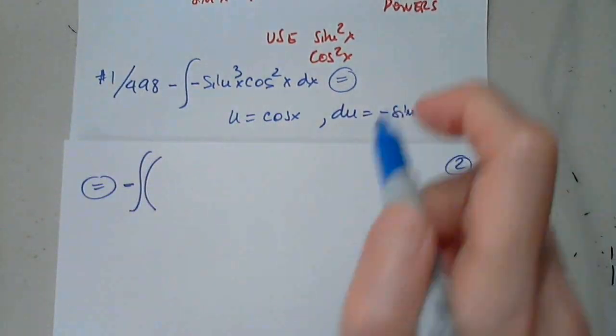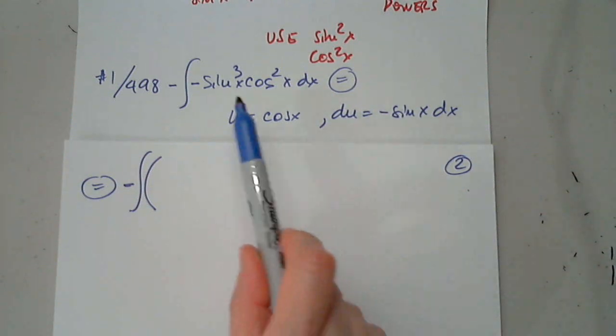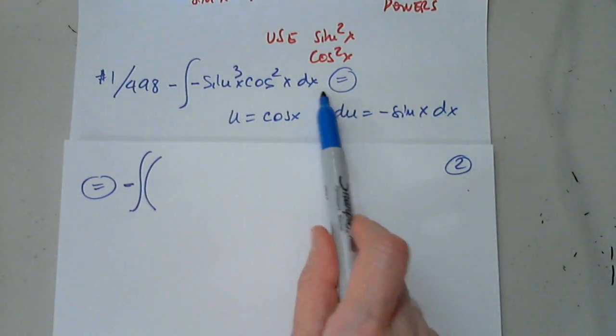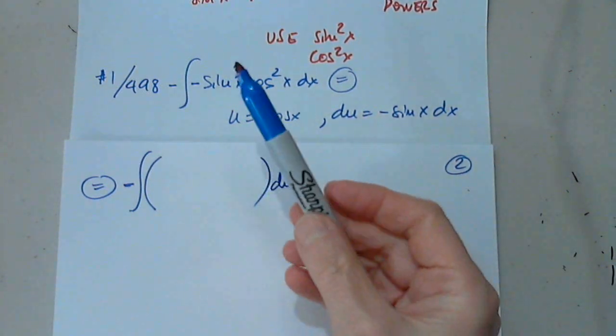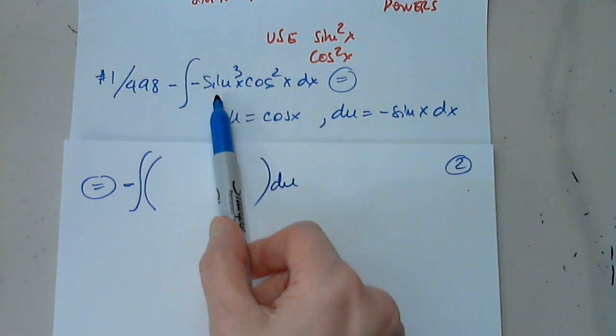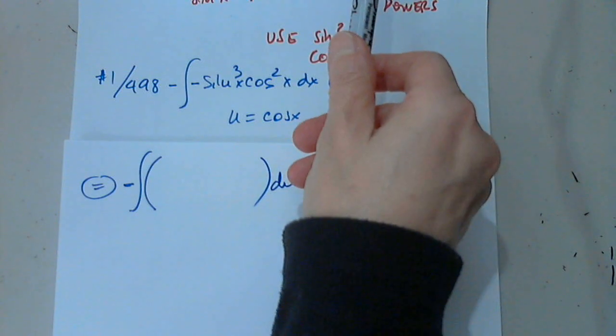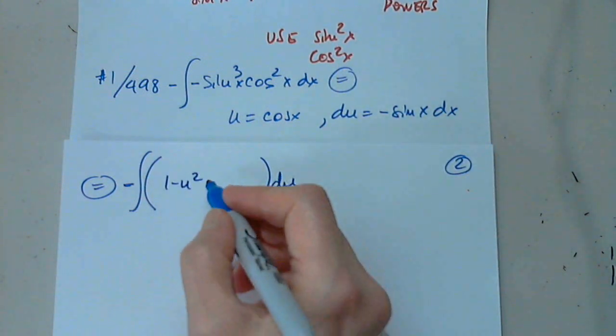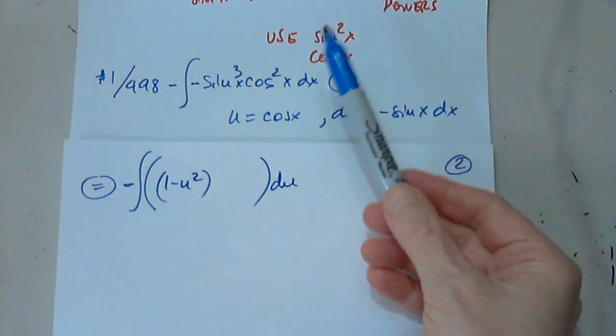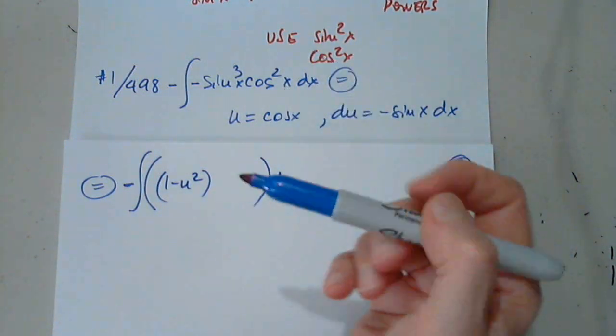So one more time. The negative sign with one sine and dx are all here within du. But let's see what we have left. We have a sine squared, which is 1 minus cosine squared, 1 minus u squared, and everything multiplied by cosine squared, which is our u squared.